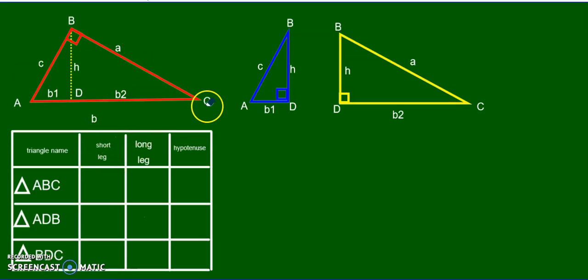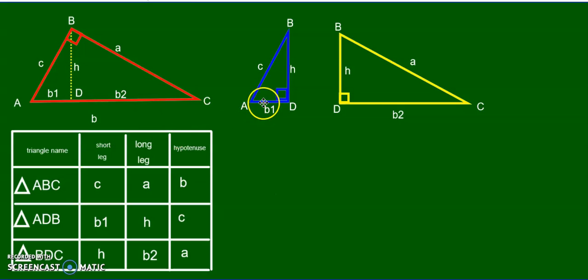In the red triangle, which one's the short leg? C. Which one's the longer leg? B. And the hypotenuse is A. In this triangle, what's the short leg? B1. What's the longer leg? H. And what's the hypotenuse? C. In this one, what's the short leg? H. The long leg is B2 and the hypotenuse is A.